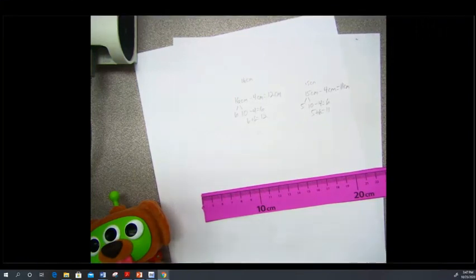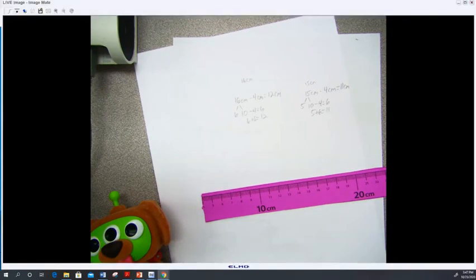Now, in your flower bed math book, I want you to take 10 minutes to do as many of the problems on pages 93 and 94 as you can. Do your best.